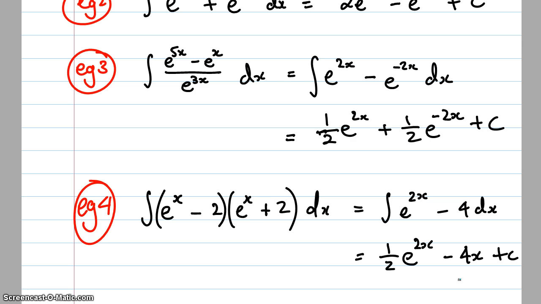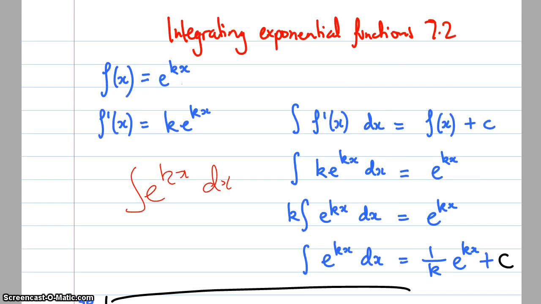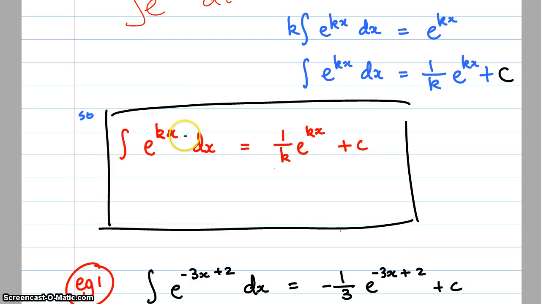So the general rule for these kinds of things is not too difficult. I leave the exponential the same, but then at the front I do 1 on k, or 1 on the diff of whatever's in the power. And always remember the plus c.